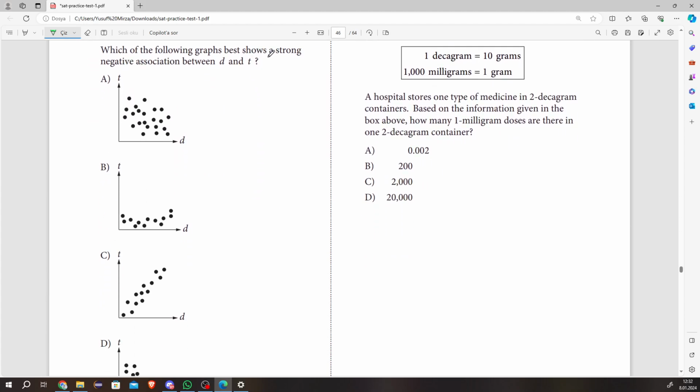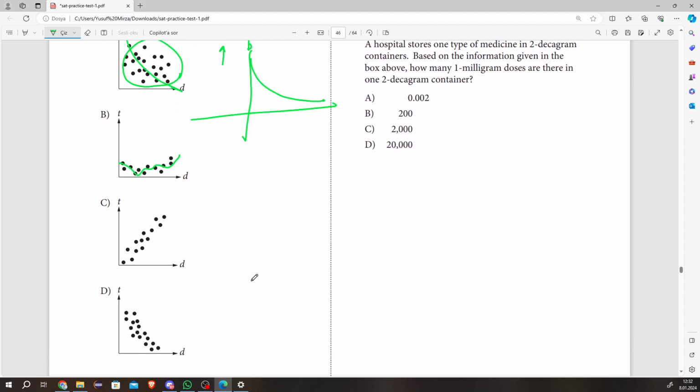Which of the following graphs best shows a strong negative association between D and T? What's a negative association? It's if D decreases, T must be increasing, or D increasing, T must be decreasing. So let's see. It's like that, but not a lot. I think it's not. It is like this. It's not. It is positive association, so it's not. And simply D.